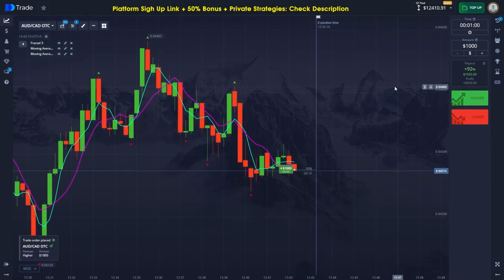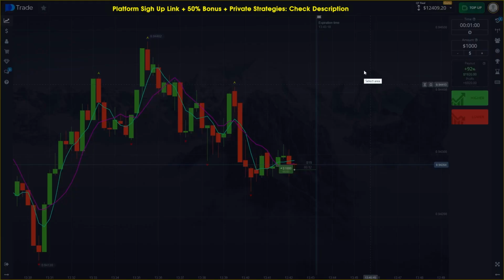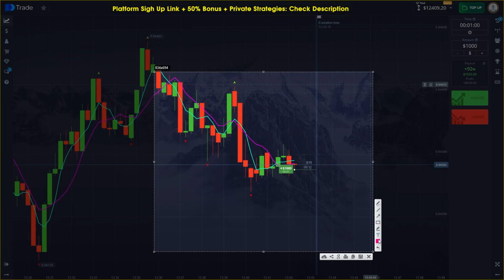Let's open the first bullish trade. Let me explain why I decided this way. First, pay attention to the fractal indicator. If we see a red downward arrow, it means the bearish trend has ended and an upward correction begins.